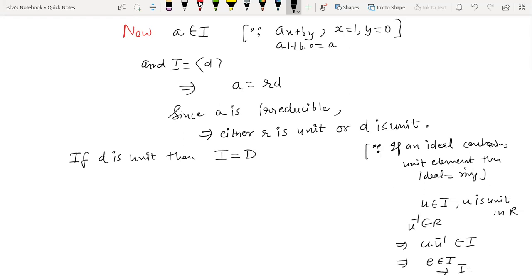It implies I is equal to the ring itself. So this is the result which we are going to use here: if the unit element belongs to the ideal, if D is a unit, then the ideal generated by the unit is nothing but the complete ring itself. So if the ideal becomes the complete ring, and the complete ring is an integral domain, that means, now how do the elements of I look like?